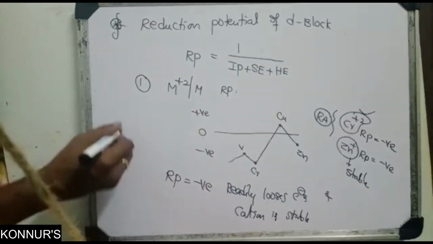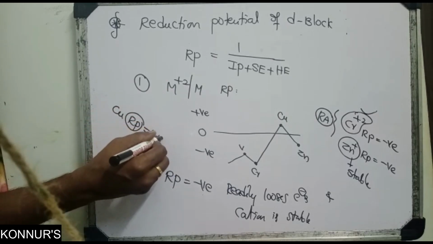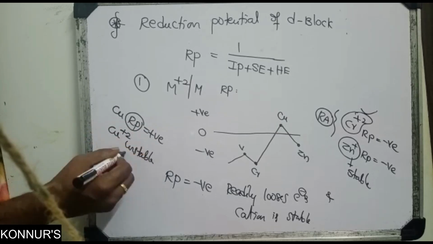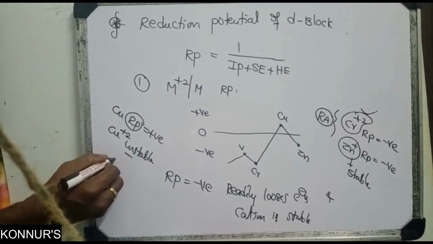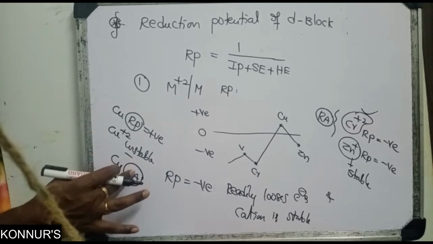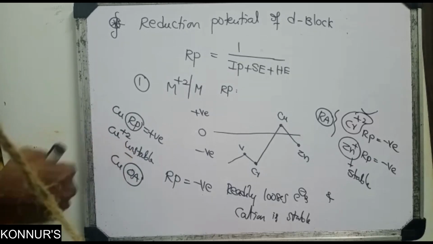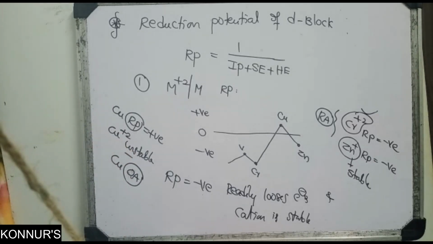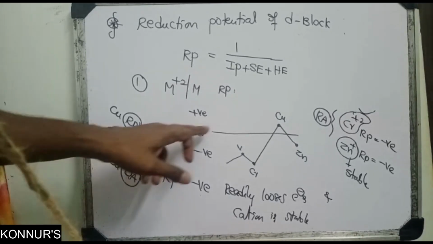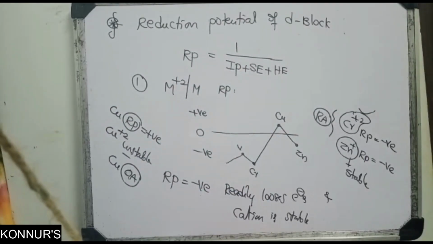Suppose you take copper. The copper reduction potential value is positive, so that means copper +2 is unstable. It is not acting as a reducing agent, it is acting as an oxidizing agent. Copper +2 readily takes electrons, so it acts as an oxidizing agent. Always remember, a negative reduction potential means reducing agent, and a positive one means oxidizing agent.